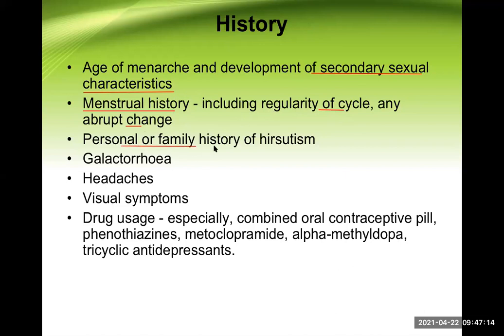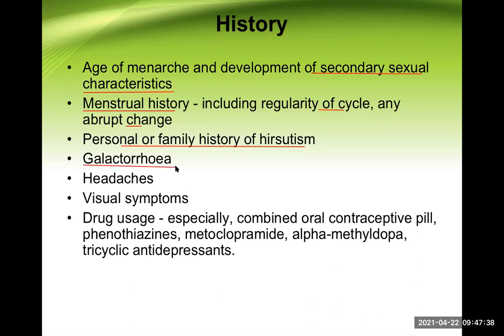Ask about personal or family history of hirsutism. Now, you all know hirsutism is a feature of excessive androgen, and androgen is the antagonizing hormone for estrogen. So that's why hirsutism is an important question. And in case of hirsutism or androgen excess, there is usually amenorrhea.